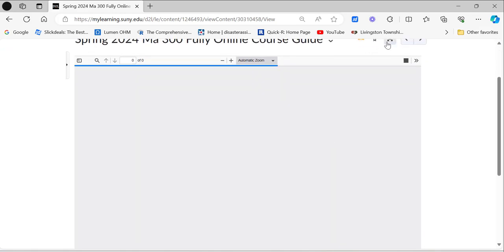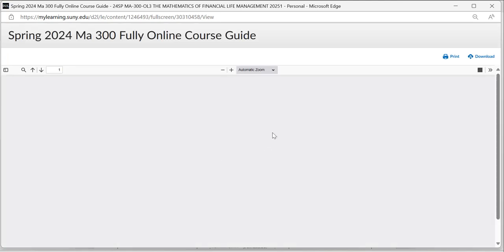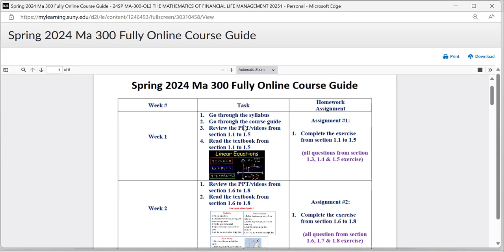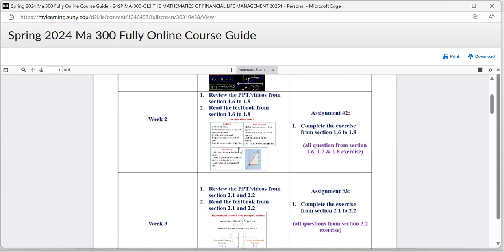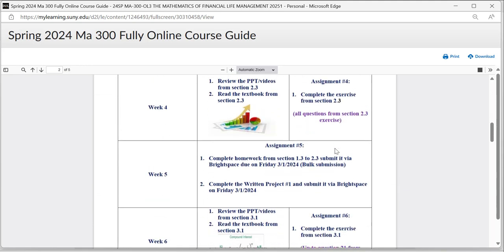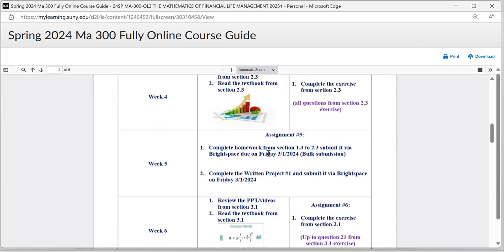And if you open this, you're going to see it's a document with a week schedule. Task, that's all the work you need to complete. Homework assignments, it's right here, summarized. And week 2, similarly, see task, assignment, due. And by the time you get to week 5, you're going to complete the homework assignments from section 1.3 to 2.3 and submit it via Brightspace as a single file. It's a bulk submission on or before Friday, March 1st.